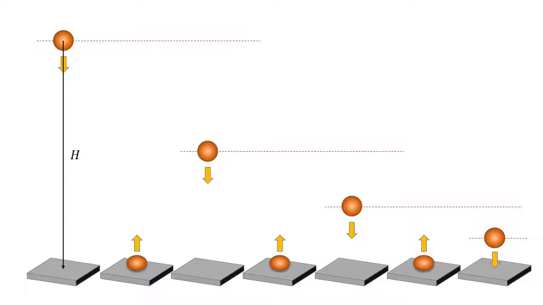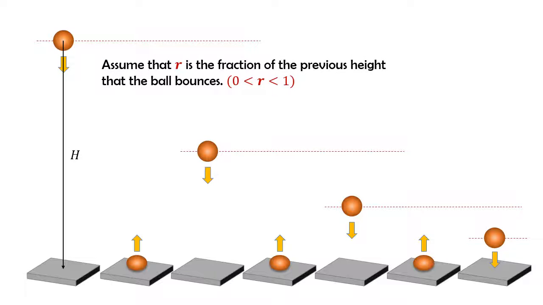So now let's take off those subscripts of 1, 2, 3, and 4, and let's define everything in terms of just the initial drop h. Let's assume that we're going to have another letter, we'll call it r, and this is the fraction of the previous height that the ball bounces. And we'll assume that this is between 0 and 1.